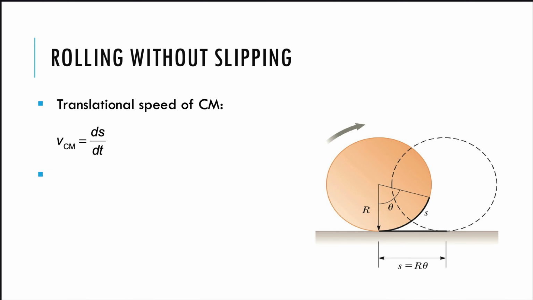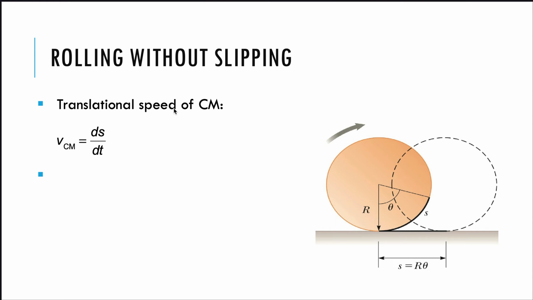Up to now, we've been talking about objects rotating about a fixed axis. How do we describe their motion if they're actually rolling? Let's consider the case of rolling without slipping. That means that the object is rolling on a surface and it's not sliding, it's not slipping.